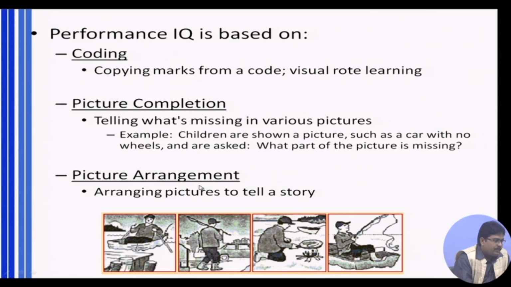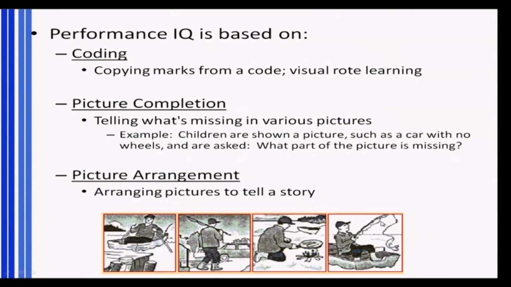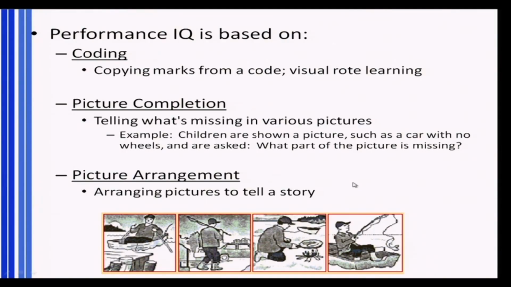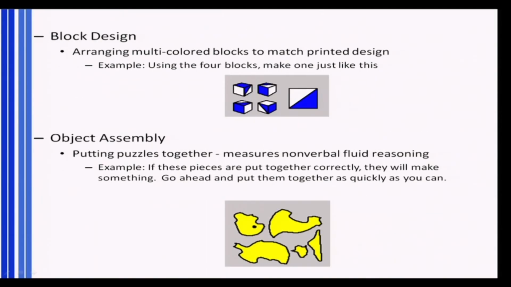Another way is the picture arrangement test, arranging pictures to tell a story. You show a series of pictures, not in sequence order but in non-sequential order, and you ask the students to put them in a proper sequence and develop a story around that. That would help them write a story from which you can infer or judge the performance IQ of that particular group.